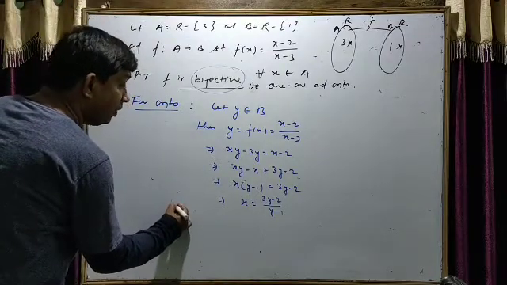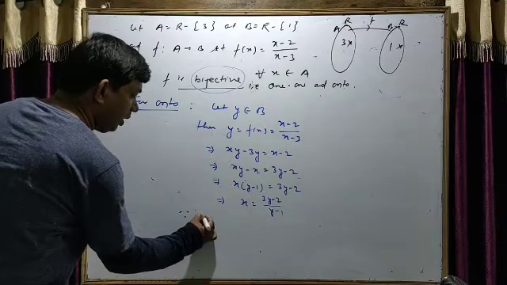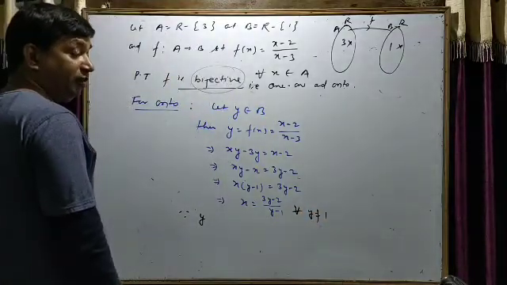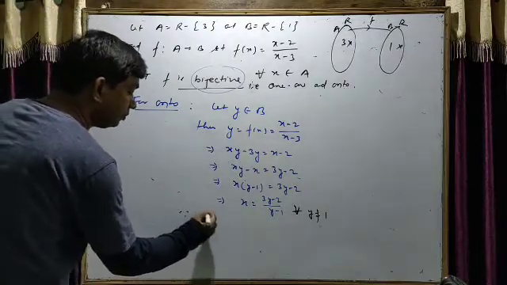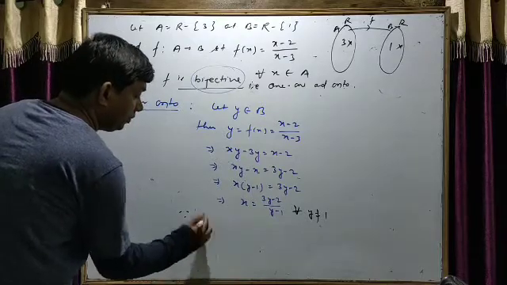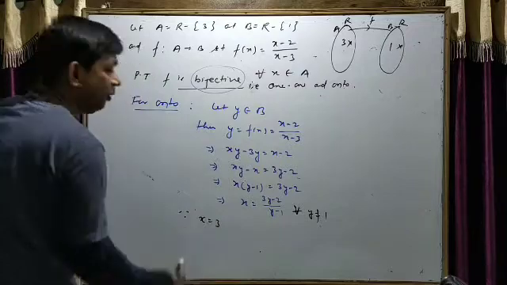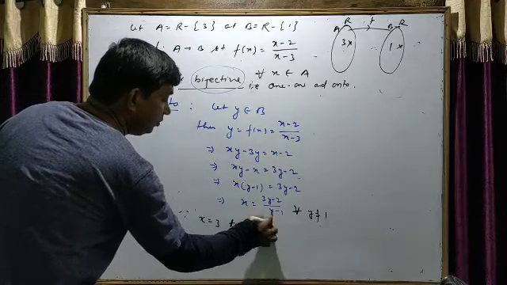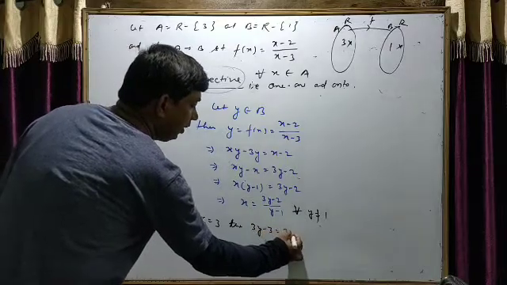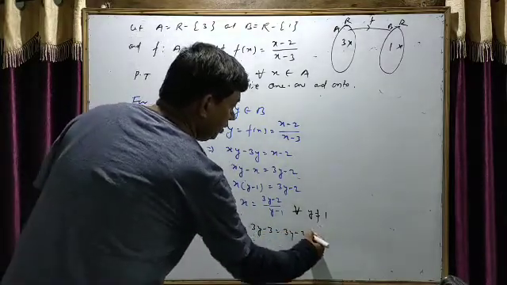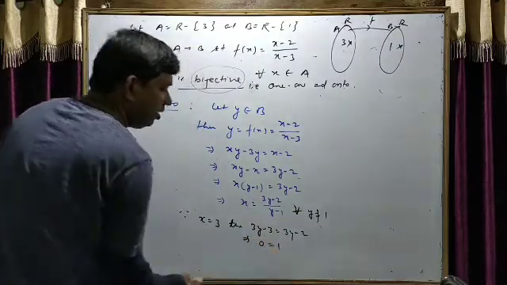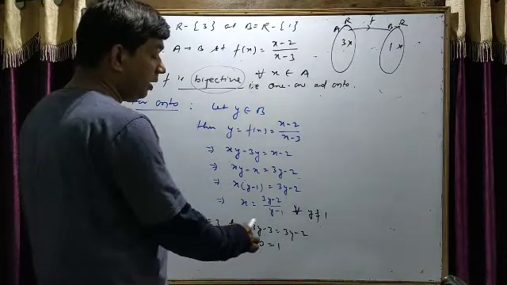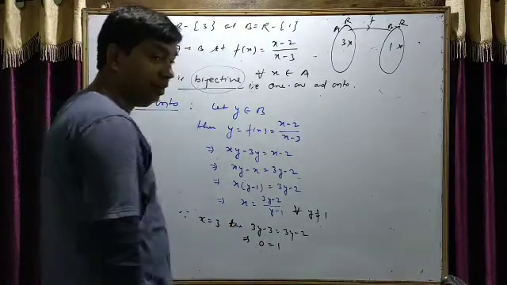Since y is not 1, now if you take x as 3, then writing 3, we get 3y minus 3 equals 3y minus 2. So what happened? This implies, bringing this to one side, 0 equals 1. Why is it coming 0 equals 1? Because when I take the value of x as 3, the result becomes 0 equals 1, which is false.